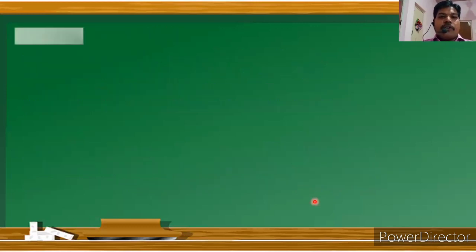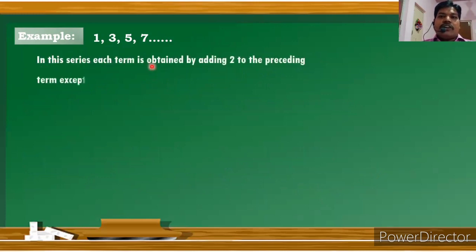See one example, you can understand easily here. 1, 3, 5, 7. A sequence is given here. It is arithmetic. What is the first term and what is the common difference? How do we find it? In this series, each term is obtained by adding 2 to the preceding term except the first term. See this: 1, if you add 2, you get 3. Add 2, you get 5. Add 2, you get 7.